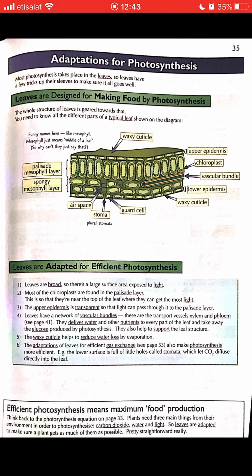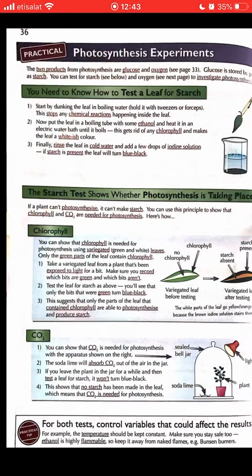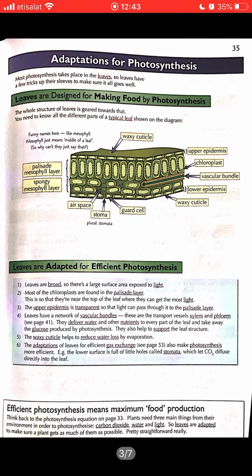The spongy mesophyll layer, which is the one just over the stomata, you can see is labelled with an airspace. Those airspaces help with the diffusion of gases through. So having airspaces through your spongy mesophyll layer means that gases can diffuse through more easily and get to the places they need to be, which is the chloroplasts.